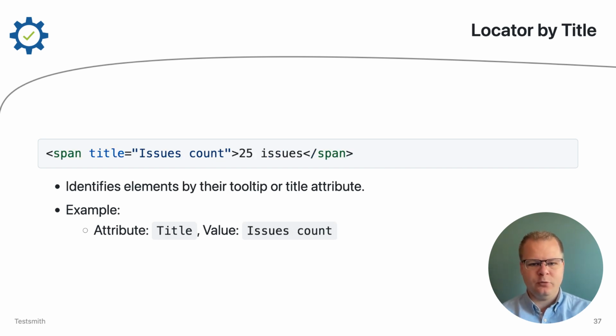Elements with tooltips or titles can be located by their title attribute. For instance, a span element with a title of Issues Count can be found by the attribute title and value Issues Count. This helps you identify elements that display information when hovered over.